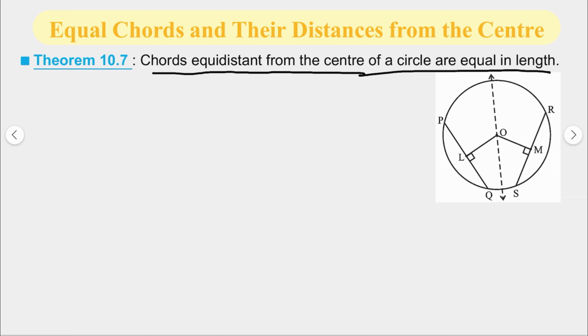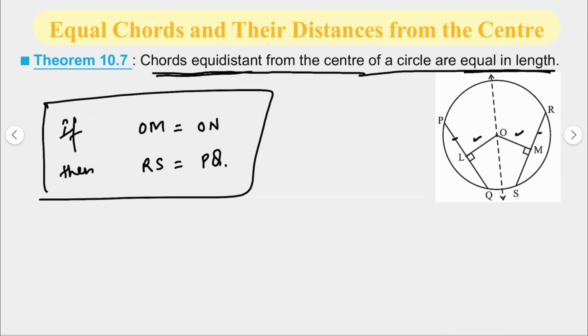It's saying the chords equidistant from the center. So if you have two chords which are equidistant from the center of a circle, then they will be equal in length. That is, if this distance OM and ON are equal, that is if OM is equal to ON, then these two chords, PQ and RS, will be equal. That is RS will be equal to PQ. So this is theorem 10.7.